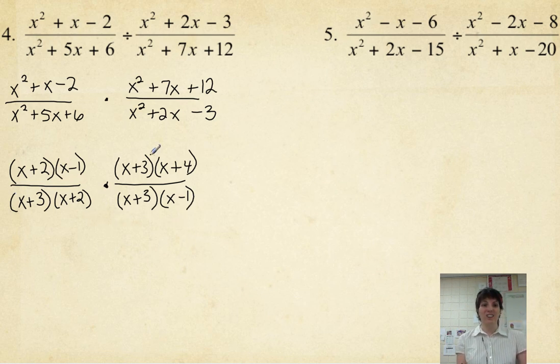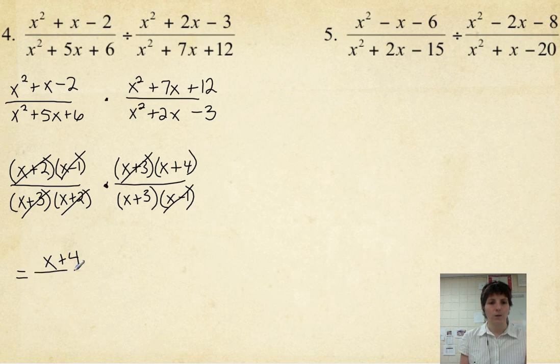And now, because all of this is multiplication, right? All of it's multiplication, now I can start with my simplifying. So x plus 2 over x plus 2 becomes 1. x minus 1 over x minus 1 becomes 1. x plus 3 over x plus 3 becomes a 1. x plus 4 has nothing to simplify with, so then we can stop. And my answer is quite simply x plus 4 over x plus 3.